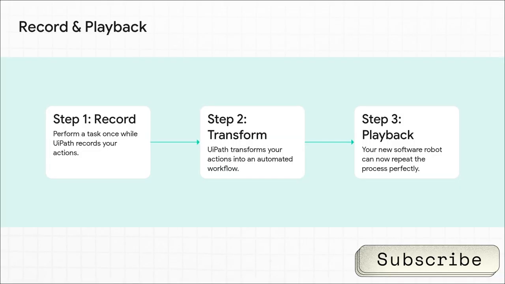One of its coolest and most powerful features is something called record and playback. It's as simple as it sounds. You just hit the record button and do the task yourself one time. As you do it, UiPath is watching every single click, every keystroke, and it's automatically turning your actions into that visual workflow. And from that point on, your new software robot can do that exact same process perfectly, thousands of times over, without ever getting tired or making a single typo.